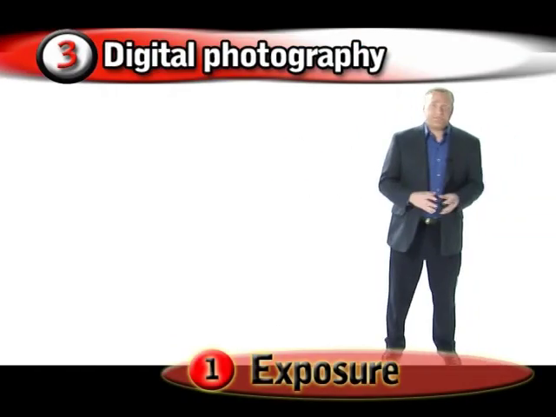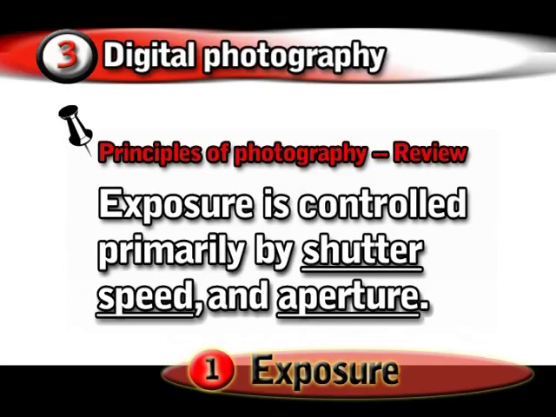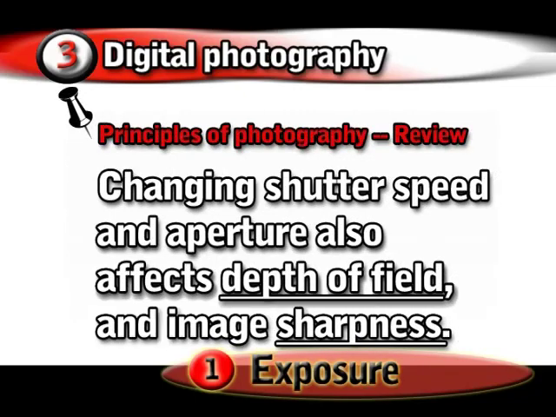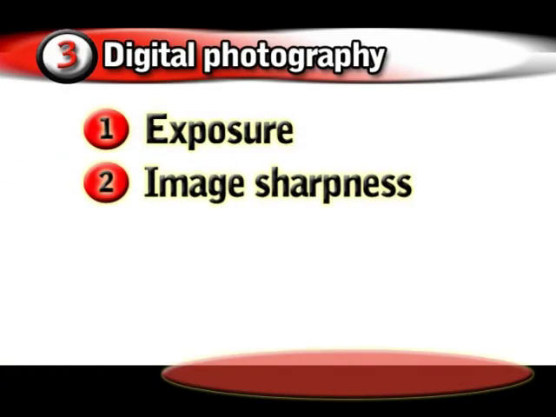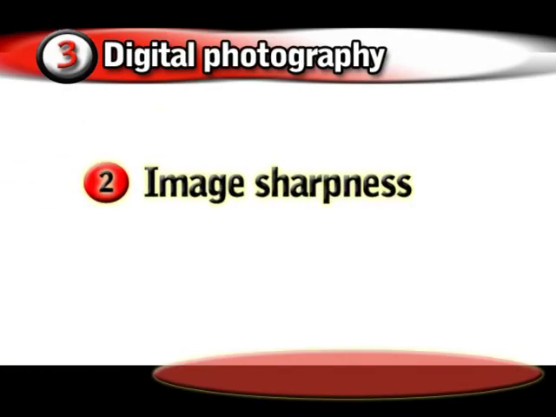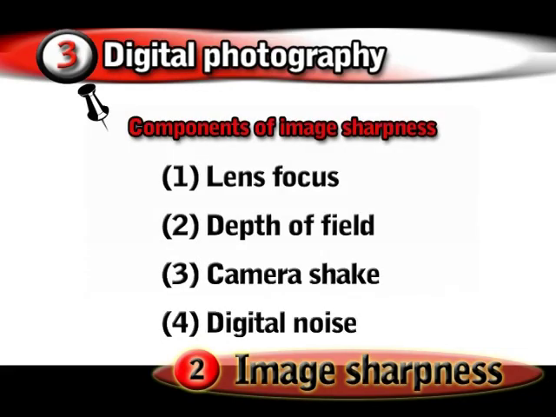Clearly, proper exposure is a major part of taking good pictures, and by changing the aperture and shutter speed, either with the automatic or manual settings, you can change the depth of field or the motion blur or sharpness while still keeping the exposure you want. The second most important principle of taking great pictures is image sharpness. Image sharpness is affected by several things, including lens focus, depth of field, camera shake, and digital noise.